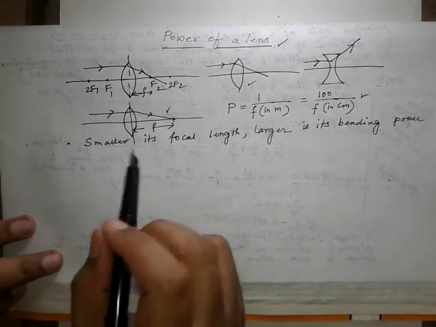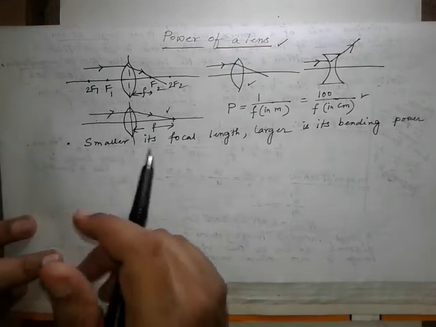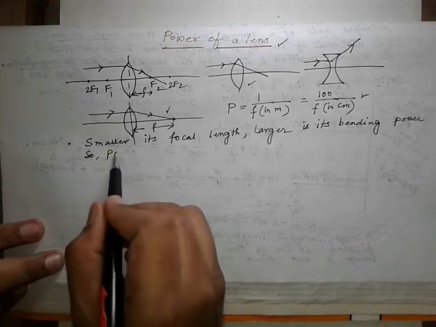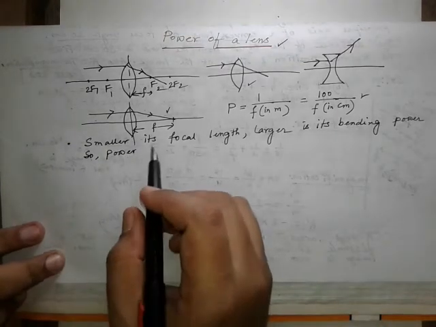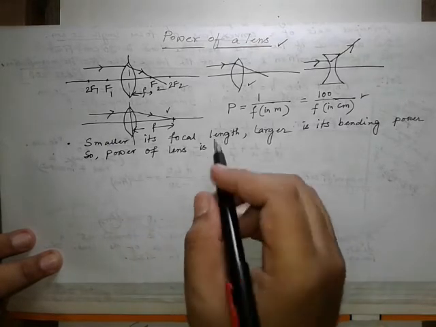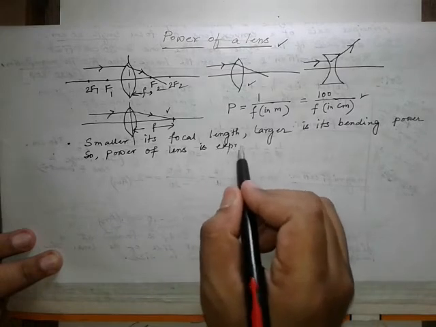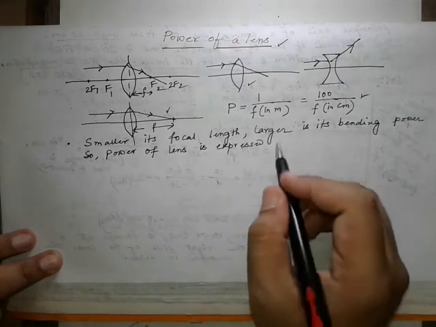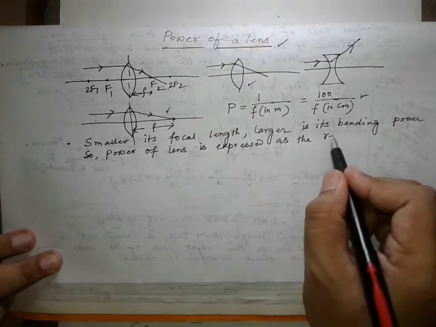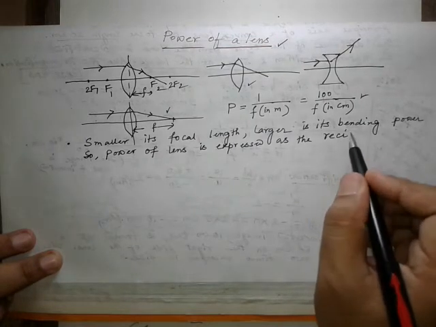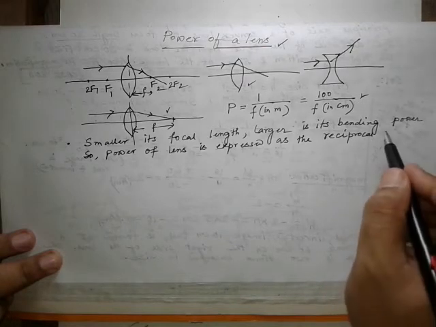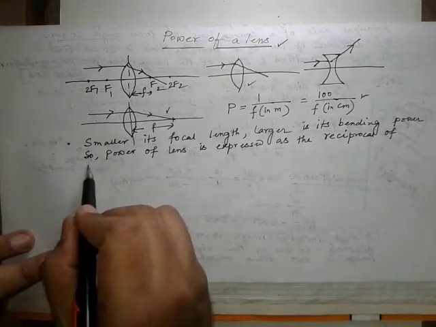Okay, so that is why the power is expressed as the reciprocal of focal length. So power of a lens is expressed as the reciprocal of focal length.